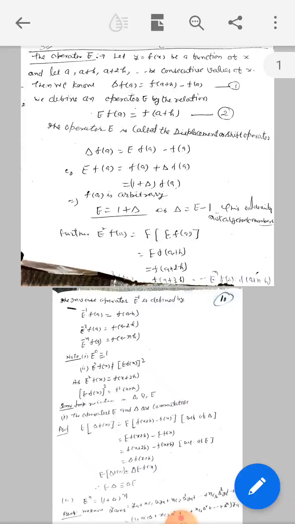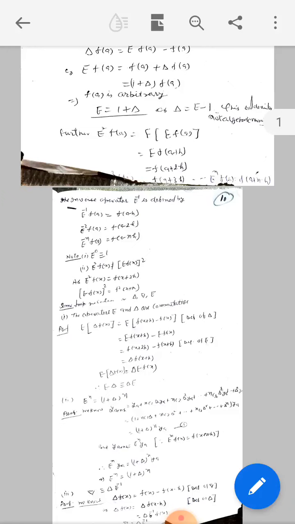Further again, E squared, the second-time displacement of f(a), is equal to displacement into displacement of f(a). This is equal to displacement of f(a + h). When again we take displacement, this is f(a + 2h). Similarly, we get n times displacement of f(a) is equal to f(a + nh).